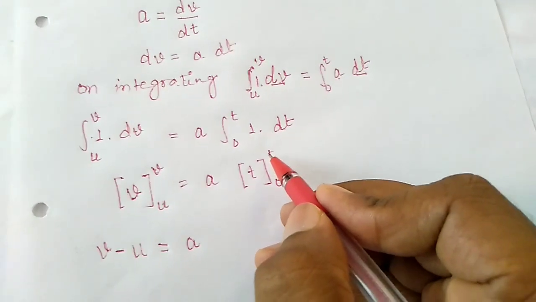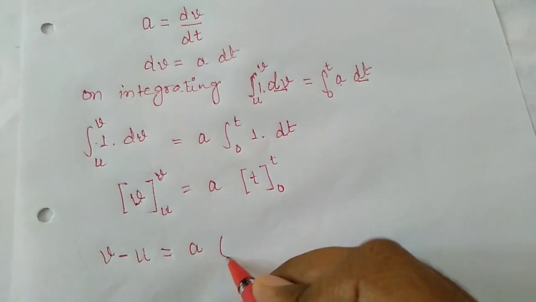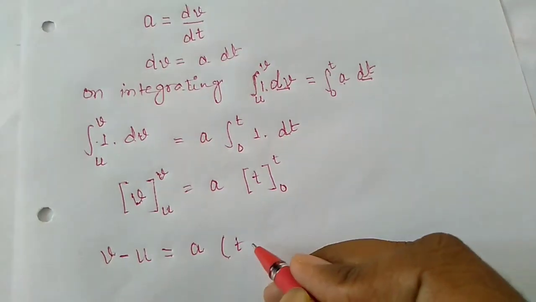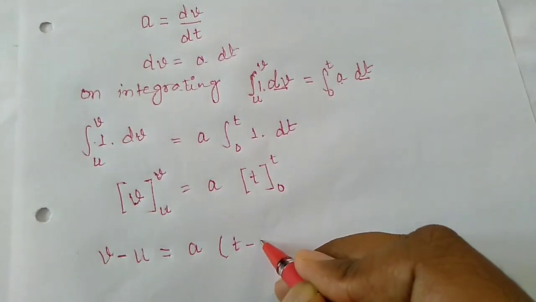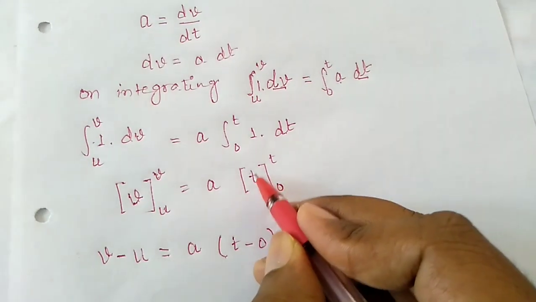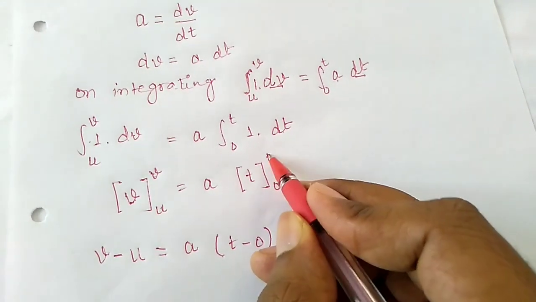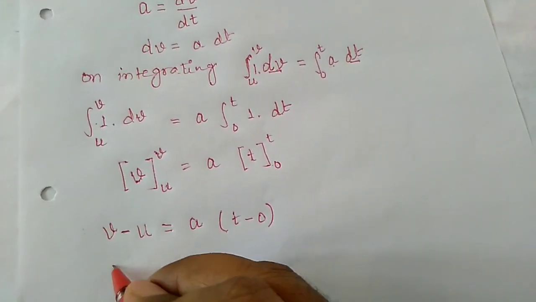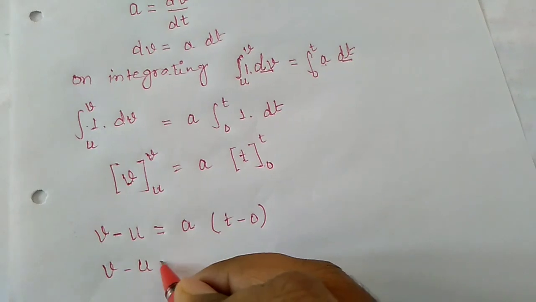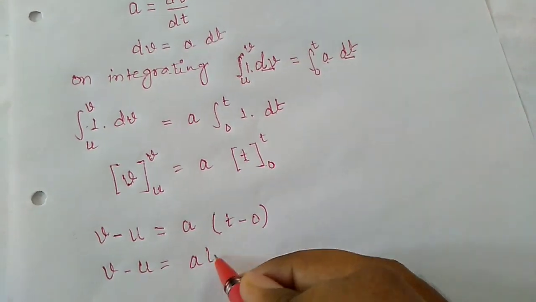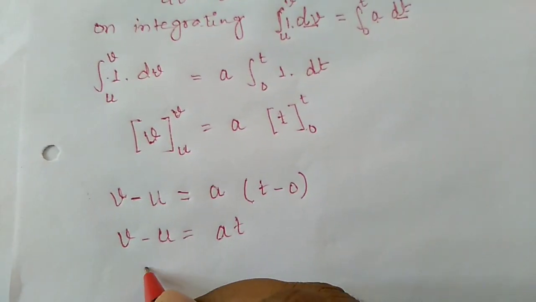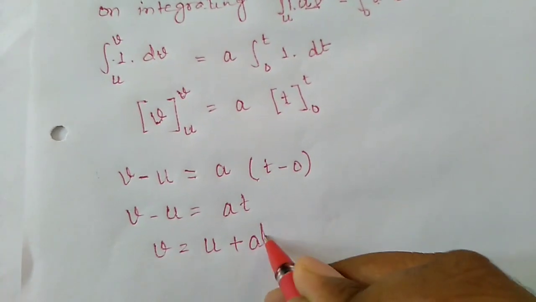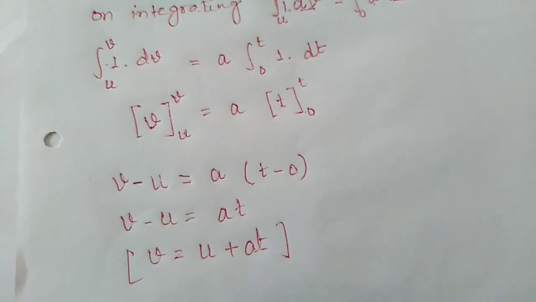Now the next step, the a as it is. Then what do we have to write? Upper limit first in the bracket, because the acceleration is already there, the upper limit minus the lower limit. You have to replace this value with the upper value, then minus the lower value. Then what are you getting here? v minus u is equal to a into t. Then v is equal to u plus at. This is the first equation of motion.